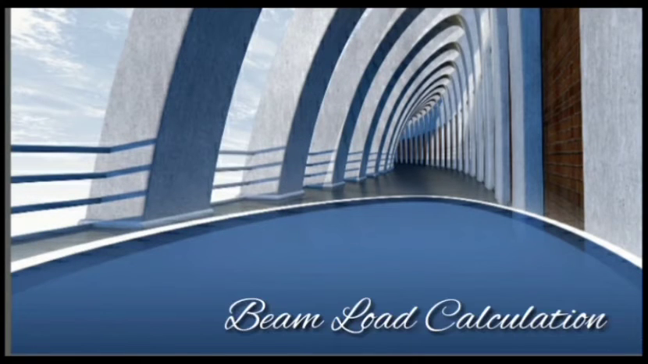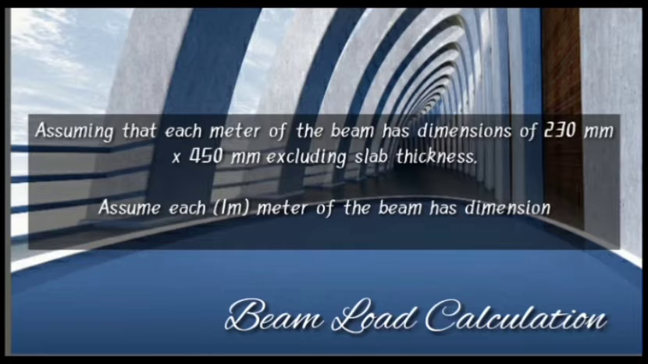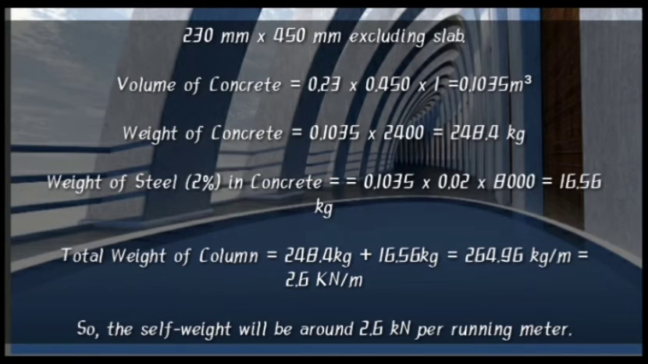Next, for the beam load calculation, we adopt the same calculation method as for the column. Assuming that each meter of the beam has dimensions of 230 mm by 450 mm, excluding slab thickness, what will be the total weight of the beam? Here is also the calculation.